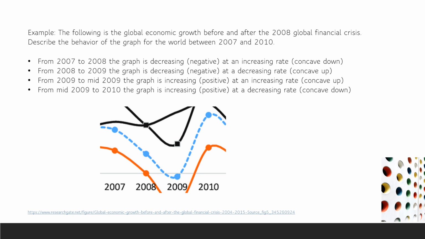And from 2009 to the middle of 2009, the graph is increasing at an increasing rate. So once again, it's going up, and it's going up quite rapidly. But then for the second part, it's increasing at a decreasing rate. So the next section is concave down. And we would say that the part in between would be points of inflection, somewhere between where concavity would change.